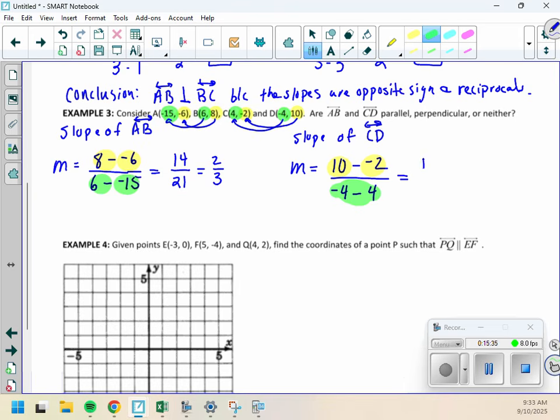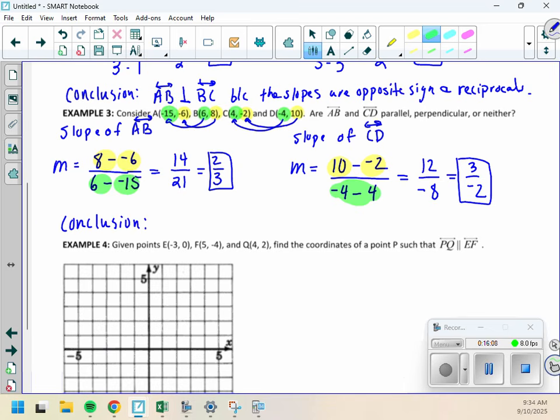Now we compare, and what do you notice about these slopes? These slopes are not the same. They are opposite reciprocals of each other. They're flipped, and the signs are opposite. So our conclusion will be that AB is perpendicular to CD. Okay, they're perpendicular lines.